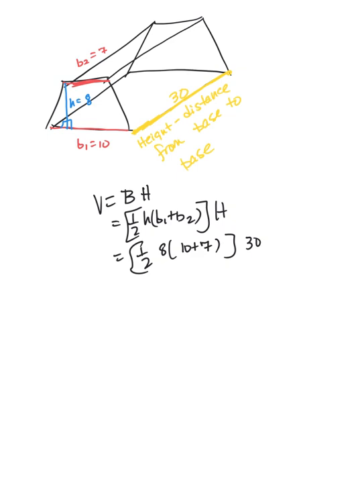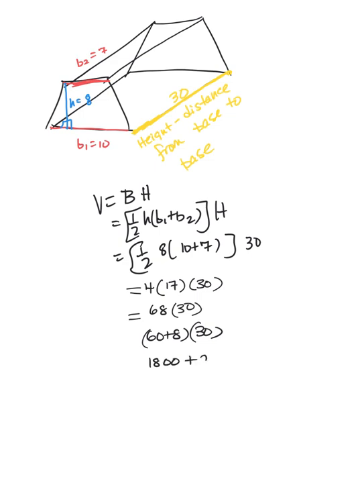Okay, and we assumed you guys could figure this out. So we have 4 times 17. That's 68. Okay, times 30. I like to use the distributive property to show that it's actually useful.